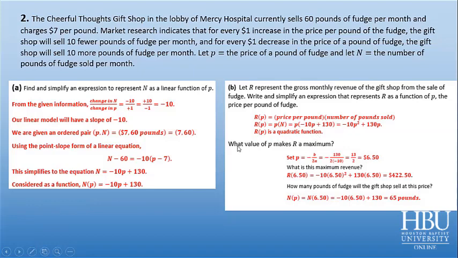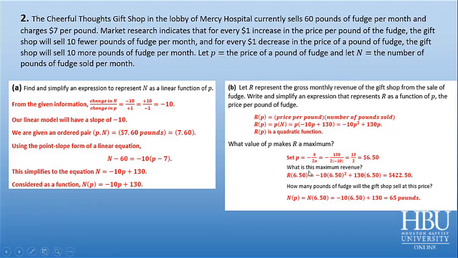Suppose I want to know what value of P makes R a maximum? If I am the owner of this gift shop, I want to set the price of the fudge to maximize my revenue. So I'm going to set P equal to minus B over 2A. In this problem, A is -10 and B is 130. So minus B over 2A would be minus 130 over 2 times minus 10. If you work that arithmetic out, it's 6.5 or $6.50. That would be the price I want to charge per pound of fudge to maximize my revenue.